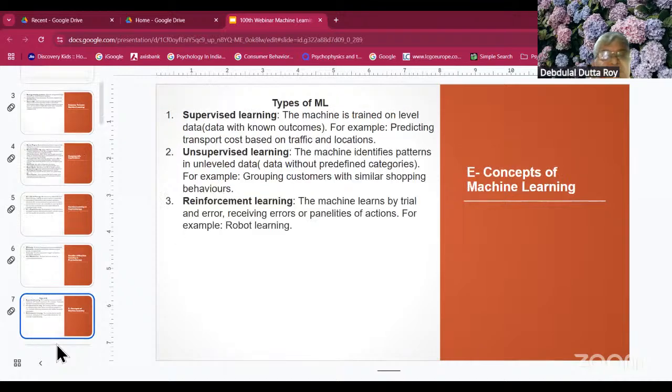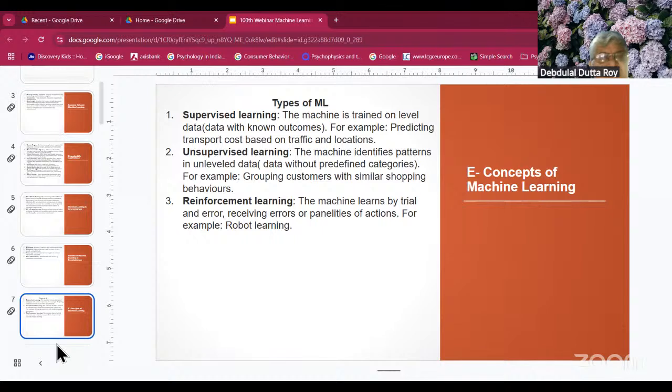Now, there are different types of machine learning. Three broad types are there. First one, supervised learning. The machine is trained on labeled data, data with known outcomes. For example, predicting transport cost based on traffic and locations. So this is supervised learning. Supervised learning means you have already labeled the people and then you are trying to find out.